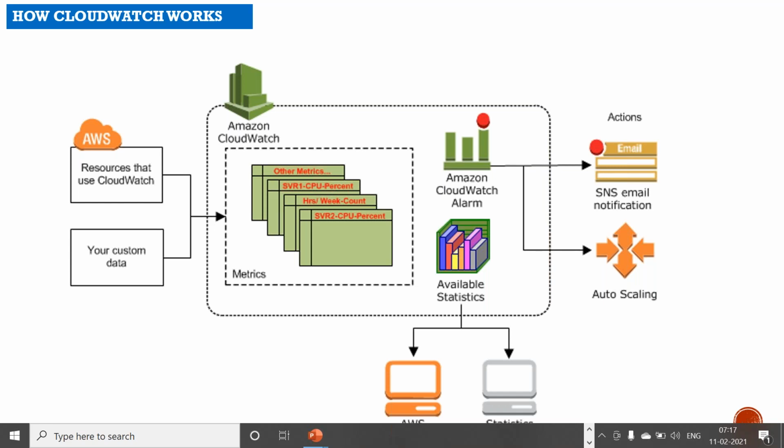And then there is something called Amazon CloudWatch alarms, which basically send a notification, like I was telling you, either to your email or through your SMS, saying that this particular thing is having an issue and you need to quickly look into it.